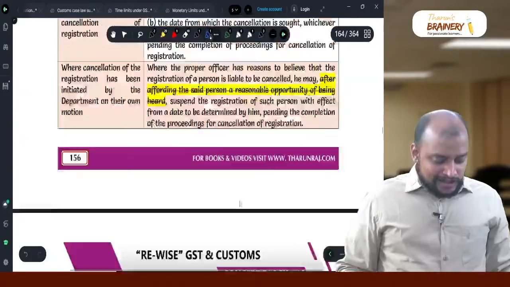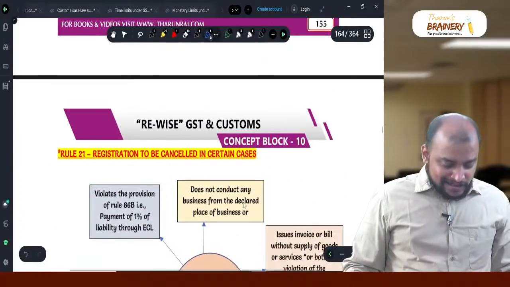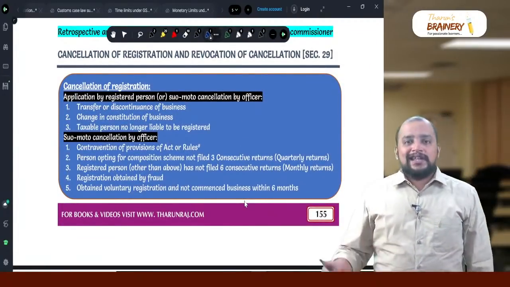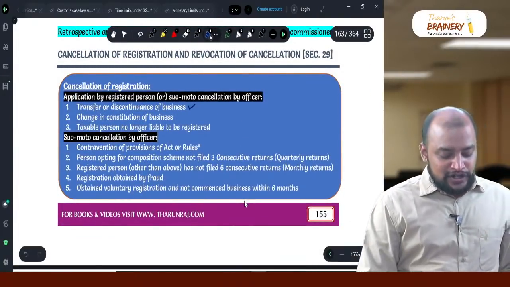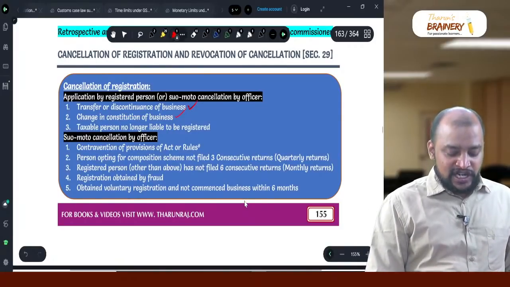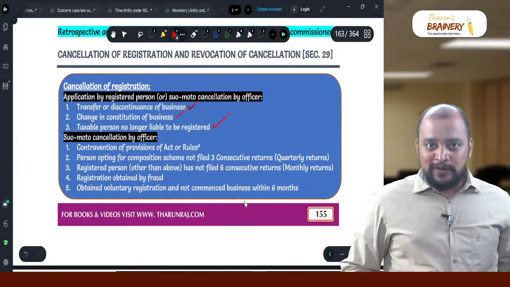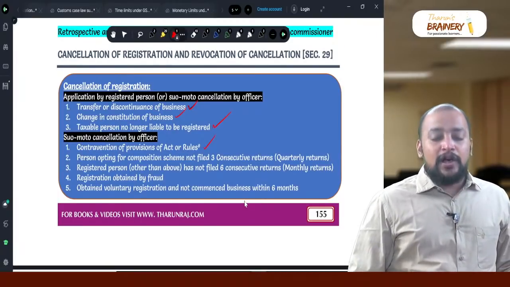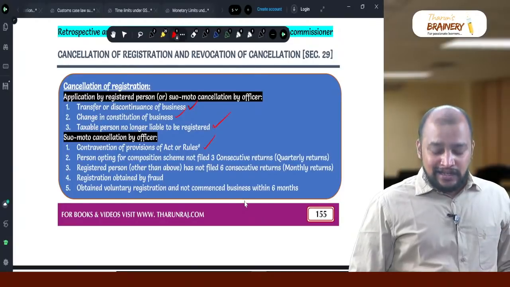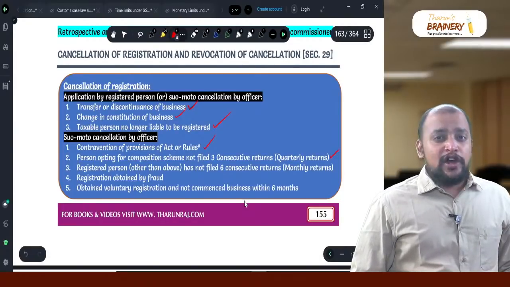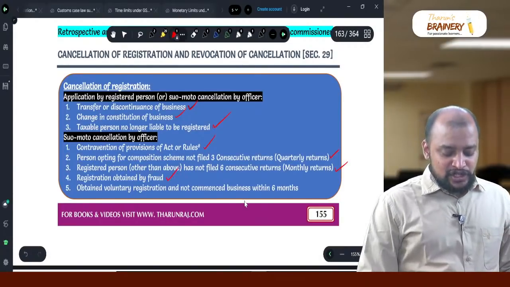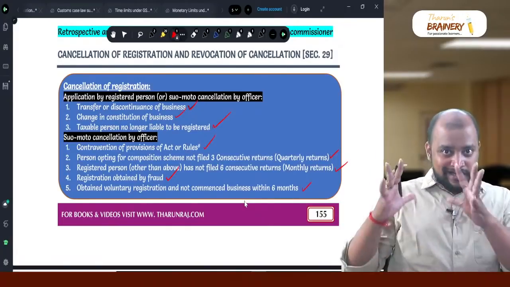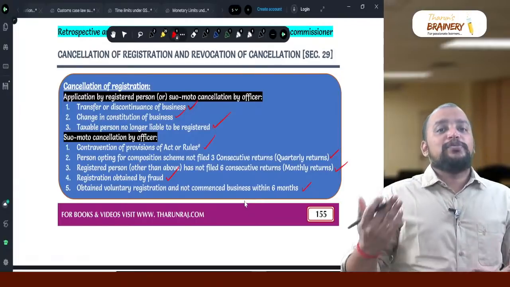And then the next theory question that could be tested is, what are the cases where registration will be cancelled? Transfer or discontinuance of business; change in constitution resulting in change in permanent account number; no longer liable to be registered; contravention of the provisions of the rules or act; a person opting for composition scheme not filing 3 consecutive returns, or under the normal scheme not filing returns for 6 months; registration obtained by fraud; and voluntary registration where business does not commence within 6 months. Okay, these points.